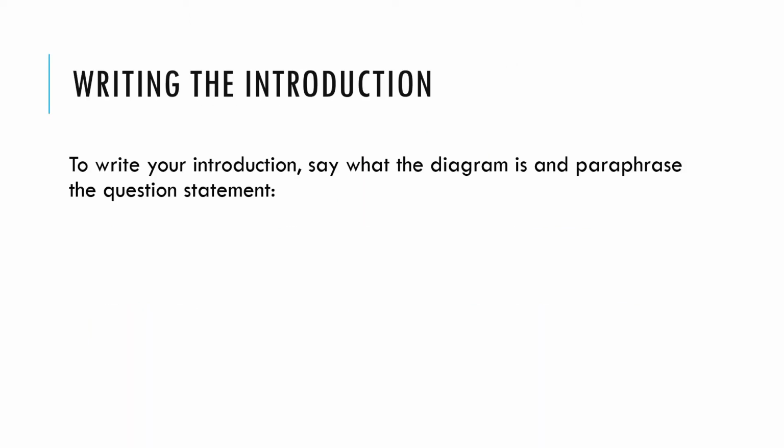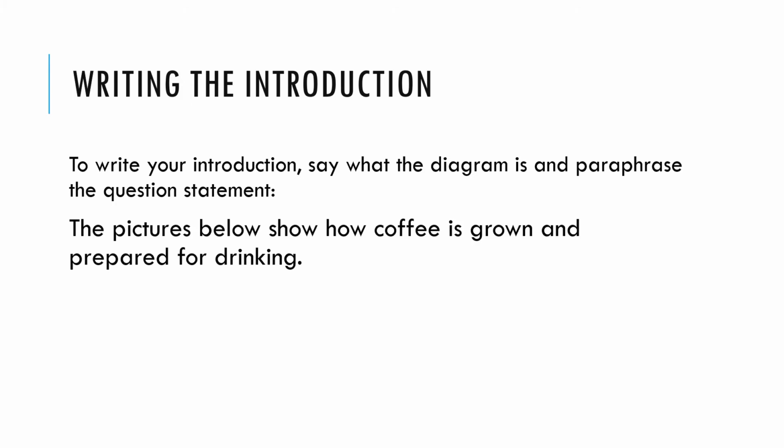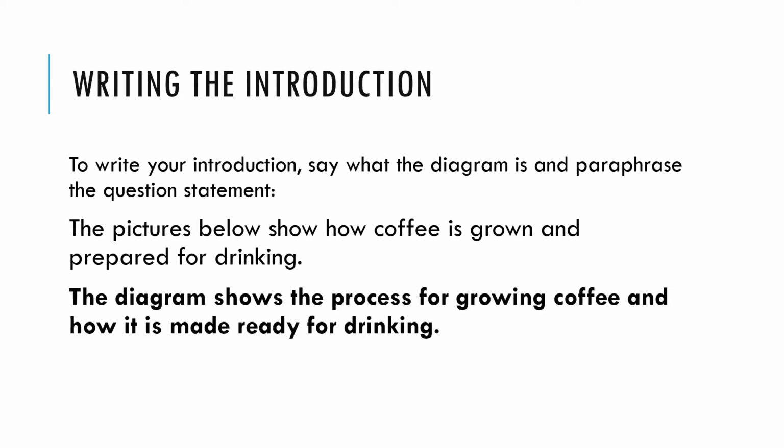To write your introduction, you just say what the diagram is and paraphrase the question statement. This is the same process that you would do for writing task 1 if you're talking about a line graph or a bar chart or a map. So for example, the picture below shows how coffee is grown and prepared for drinking. So we're going to rewrite this in our own words and say the diagram shows the process for growing coffee and how it is made ready for drinking.